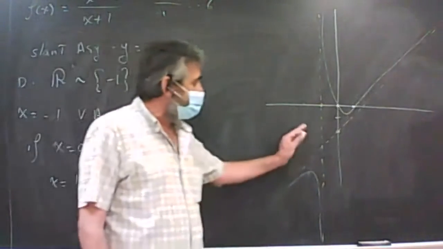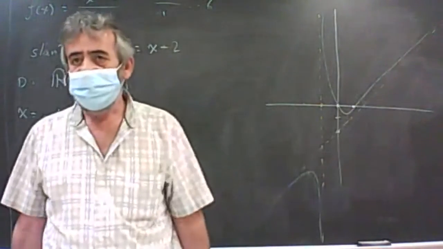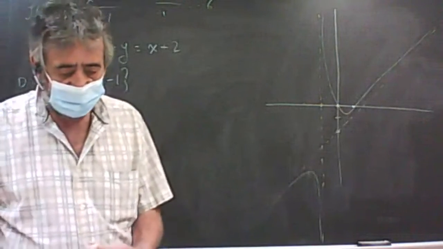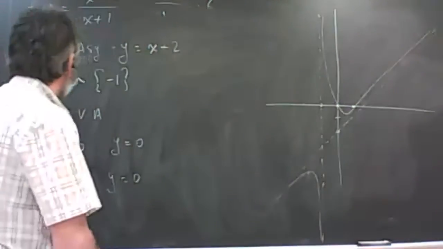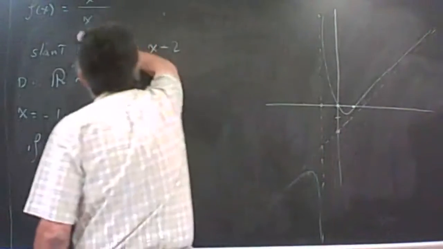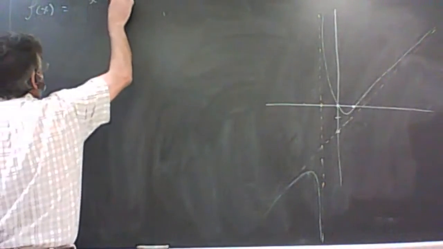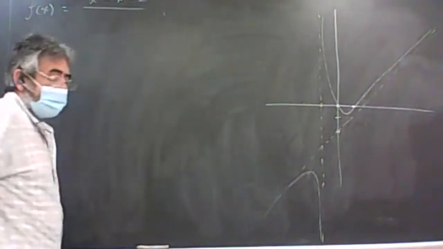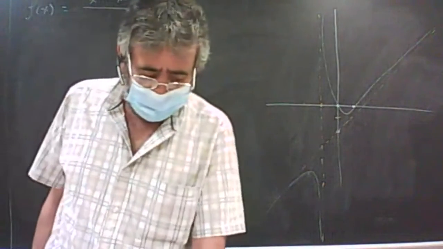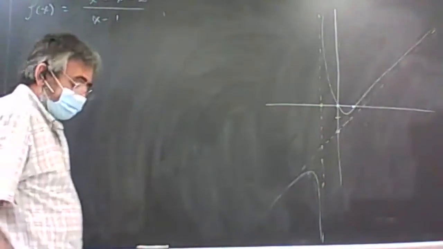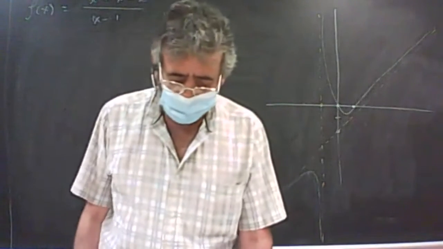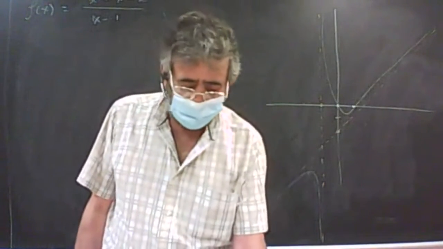Let's do another one that will probably give us in this region. Consider, for instance, x squared minus x minus 2, so we have x squared minus x minus 2 divided by x minus 1.